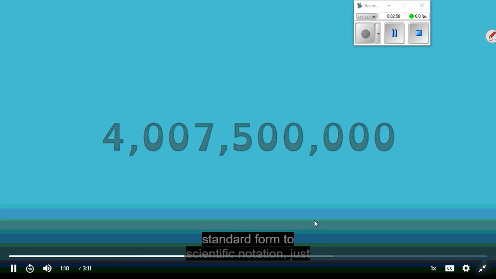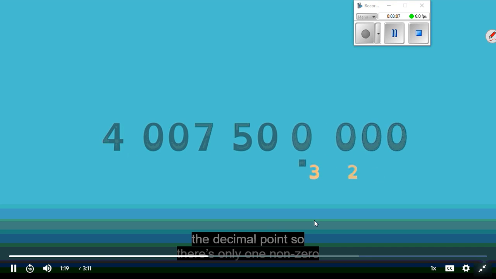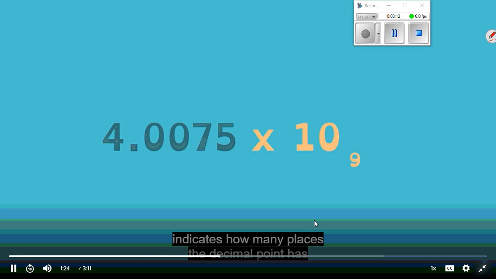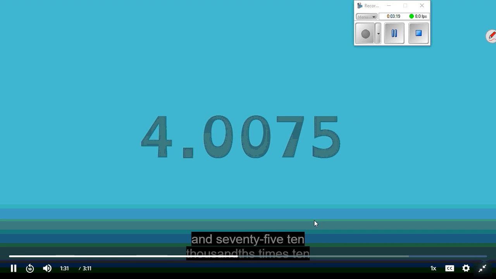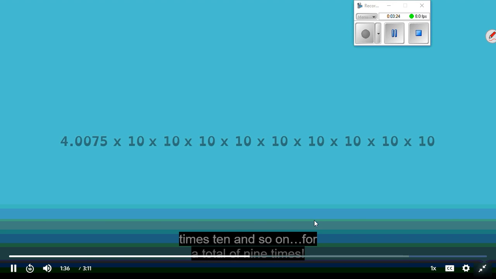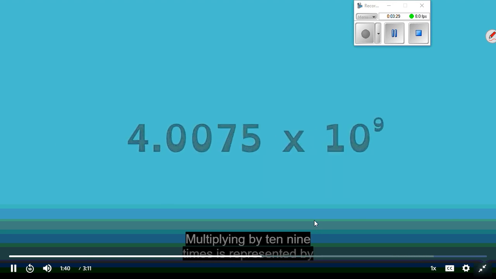To change from standard form to scientific notation, just keep track of the decimal. For whole numbers, the decimal point is at the end of the number. Move the decimal point so there's only one non-zero digit to the left of the decimal. The exponent indicates how many places the decimal point has moved to the left. That's the same as saying 4 75 10,000ths times 10 times 10, and so on, for a total of 9 times. Multiplying by 10 9 times is represented by the exponent, positive 9.